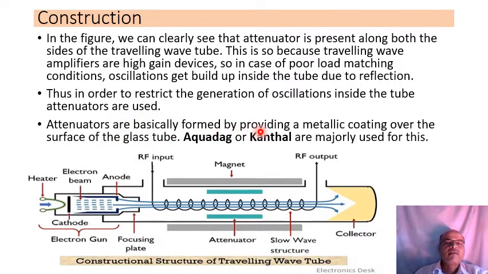Attenuators are basically formed by providing a metallic coating over the surface of the glass tube. Aquadag or kanthal are majorly used for this purpose. So the main function of the attenuator is to restrict the generation of oscillations inside the tube. So these are the attenuators.